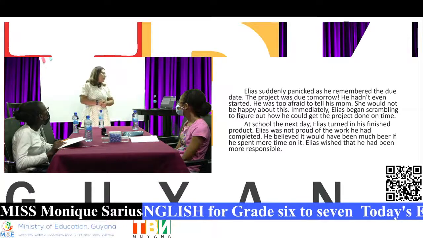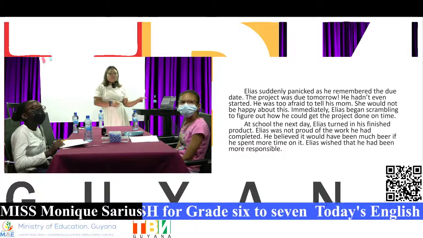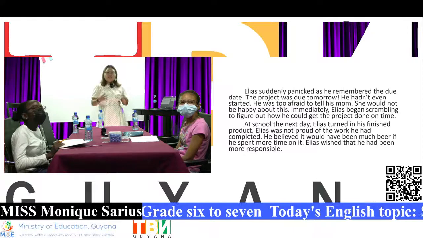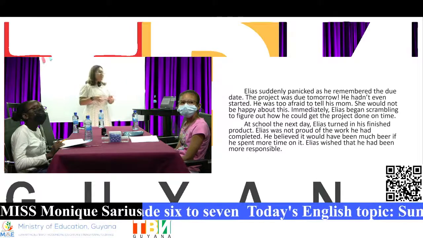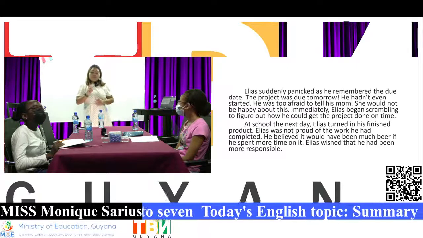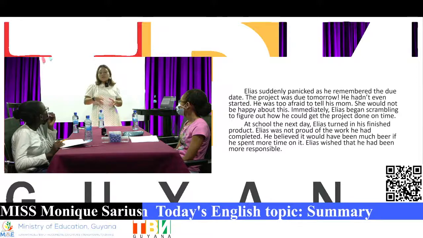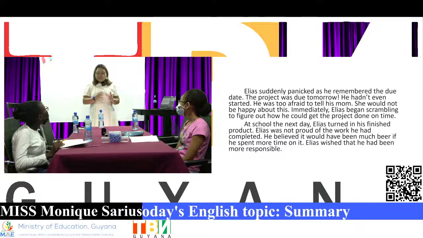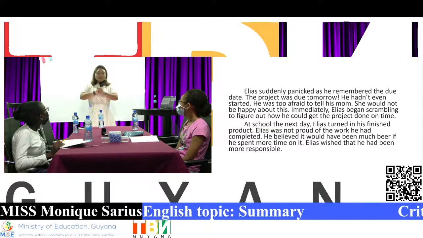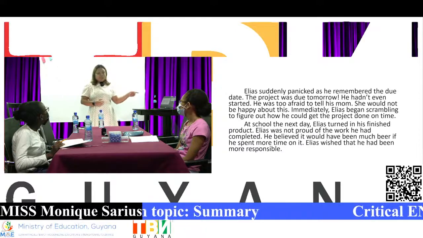So the last sentence there, Elias wished that he had been more responsible. Elias had regrets about procrastinating. You notice how the word regret can make up for he wish he hadn't whatever? So one word can take the place of several other words when we're summarizing. So the idea is to use words that are meaningful. So you try to use less words.